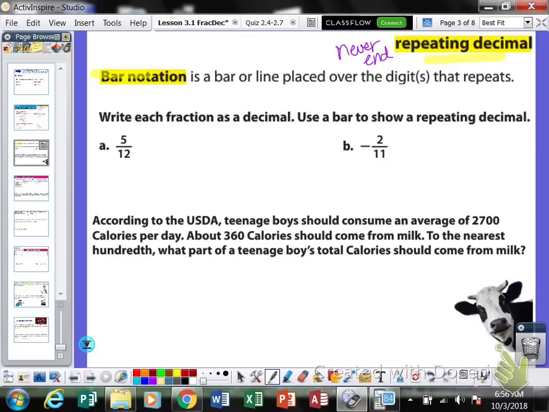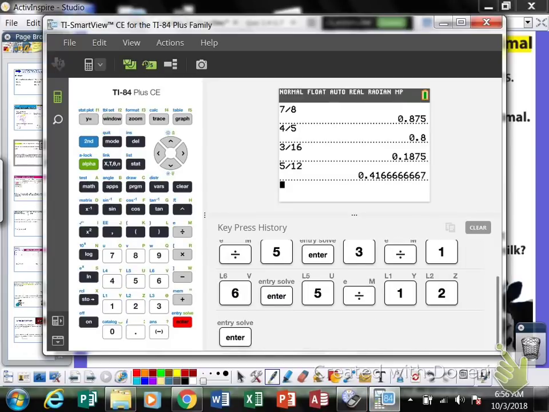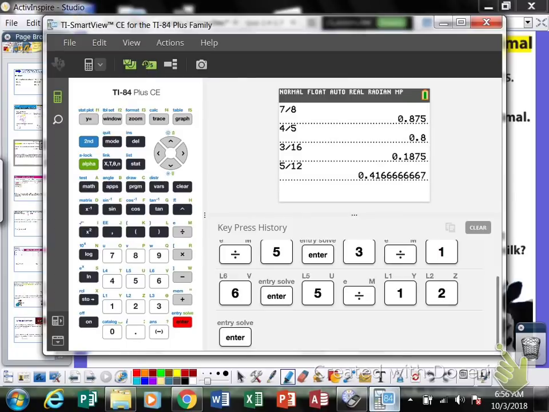Write each fraction as a decimal. Use a bar to show a repeating decimal. So 5 over 12, we come over here, 5 divided by 12, and we get 0.4166666666. Now, ladies and gentlemen, be careful with that 7 at the end, because even though it does say a 7, it's rounding it. Our calculator can only show so much of the number, but this is actually going on and on, and the calculator just rounds it because it can only show you so much.